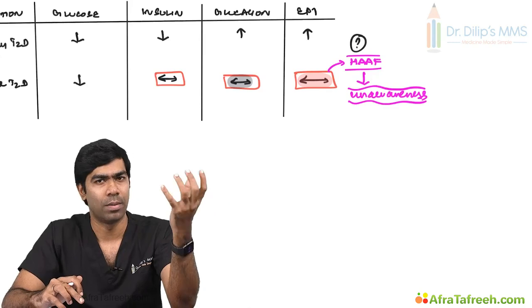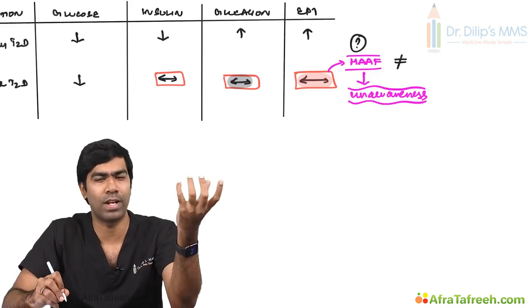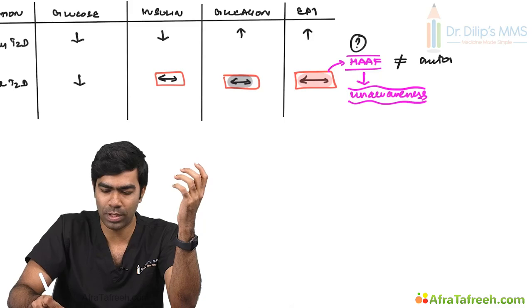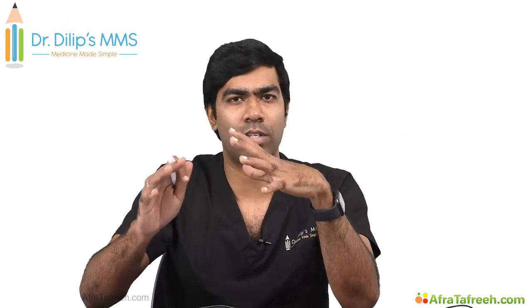But it's also important to know that hypoglycemia associated autonomic failure is not equivalent or synonymous to another term called autonomic neuropathy, which is very common in the setting of diabetes mellitus. Even autonomic neuropathy can worsen the hypoglycemic unawareness in the individual, but the two terms, HAF and autonomic neuropathy, are not synonymous with each other.